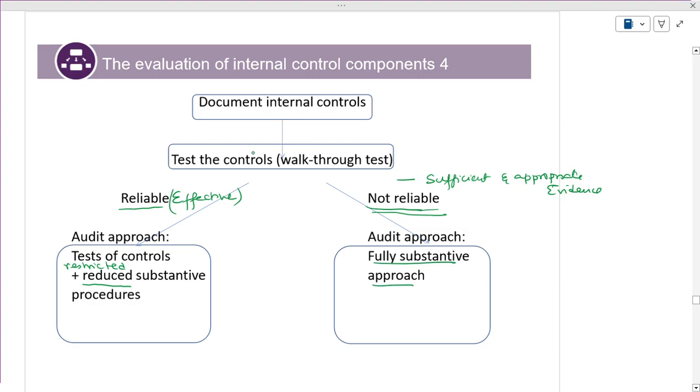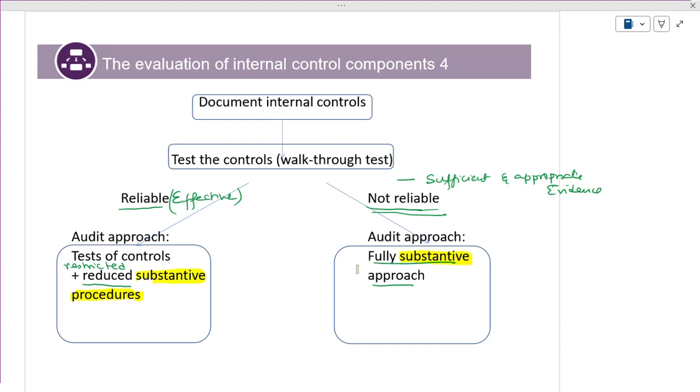In the examination, they will not ask for restricted or fully substantive procedures. I am saying this very, very clearly: they will ask only substantive procedures. They will never ever ask restrictive or substantive procedure. So we have to evaluate whether the controls are effective or not, and then we will decide.